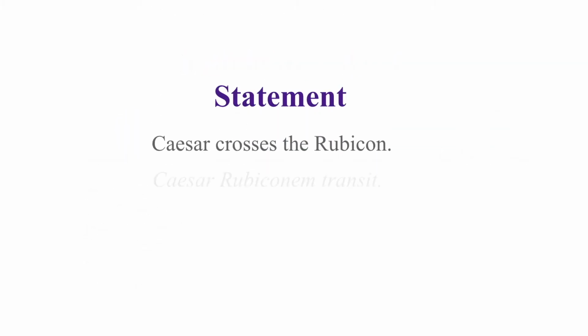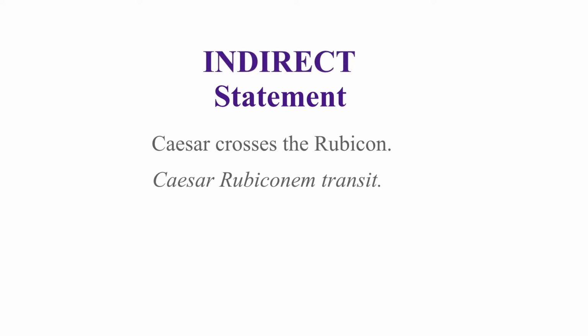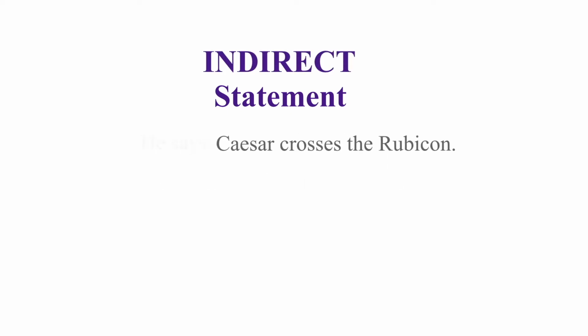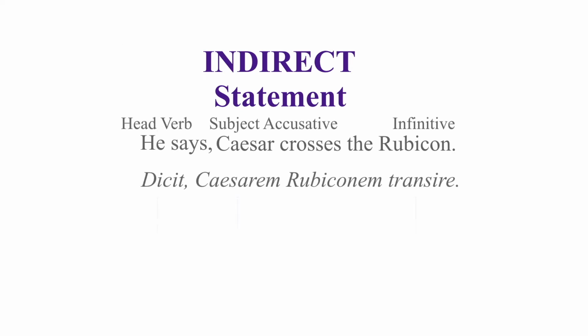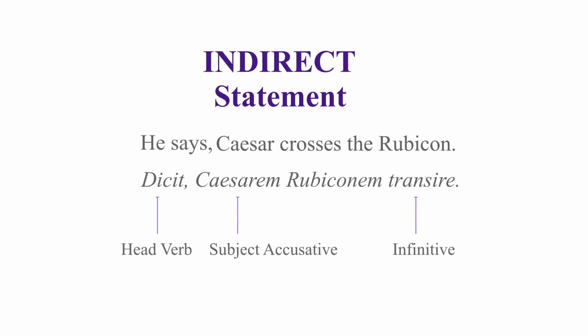So for example, Caesar crosses the Rubicon. Caesar Rubiconem transit. Now if you wanted to make this an indirect statement, he says Caesar crosses the Rubicon, you would add a head verb, here dicit, change Caesar to your subject accusative, Caesarem, Rubiconem, and then add your infinitive, transire.